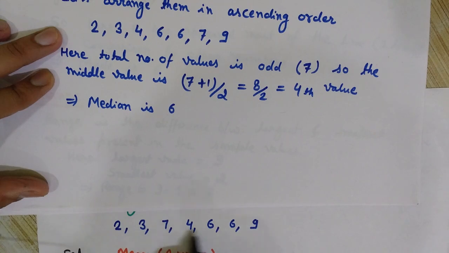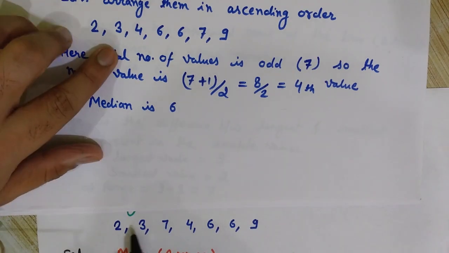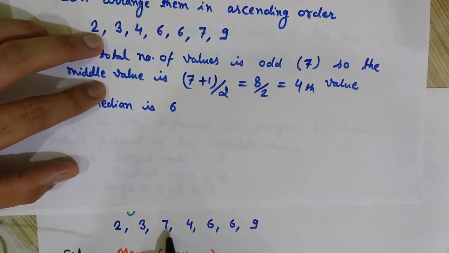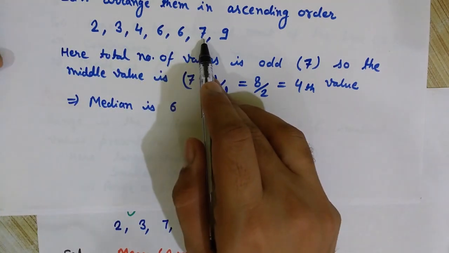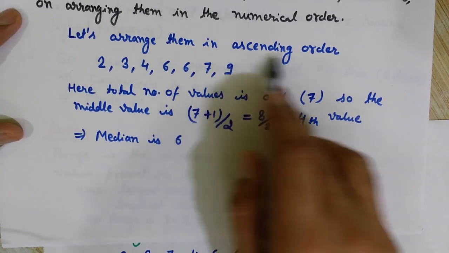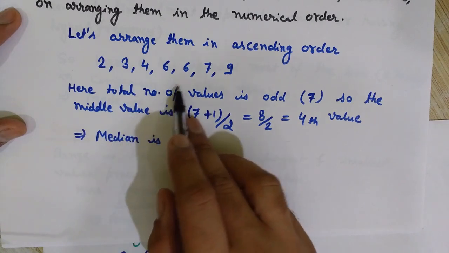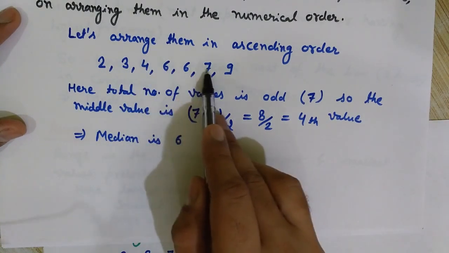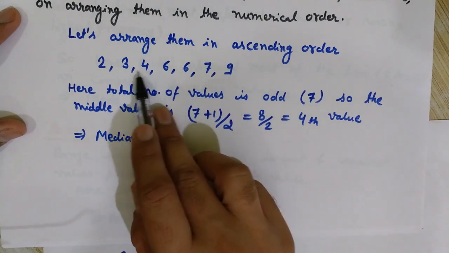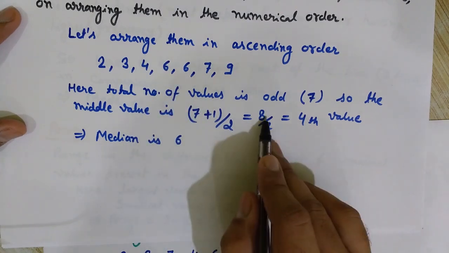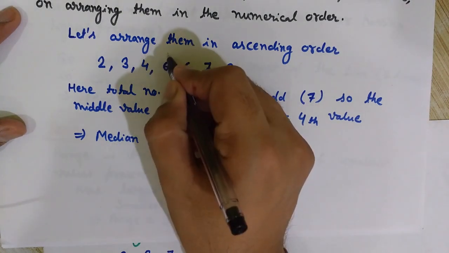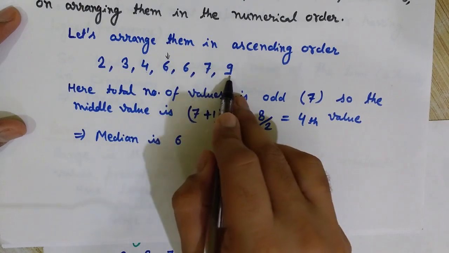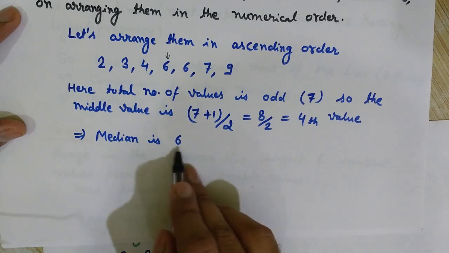If you arrange them in ascending order, this becomes 2, 3, 4, then 6, and 6 is two times, so 6, 6. Then the next bigger number is 7, and then 9. So 2, 3, 4, 6, 6, 7, 9 is the ascending order. First arrange them in this ascending or numerical order, and then the number present exactly in the middle will be the median. Here we have 7 numbers. The middle value will be 7 plus 1 divided by 2, that is 8 by 2, which means the fourth term. Here we have 3 numbers on its left side and 3 numbers on its right side. So 6 is the middle number, and the median is 6 in this case.